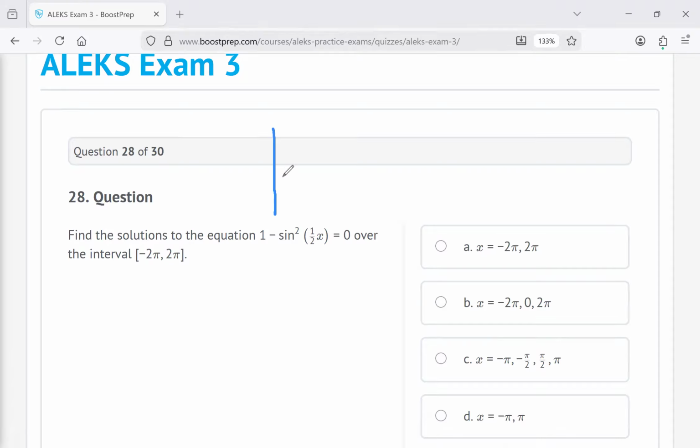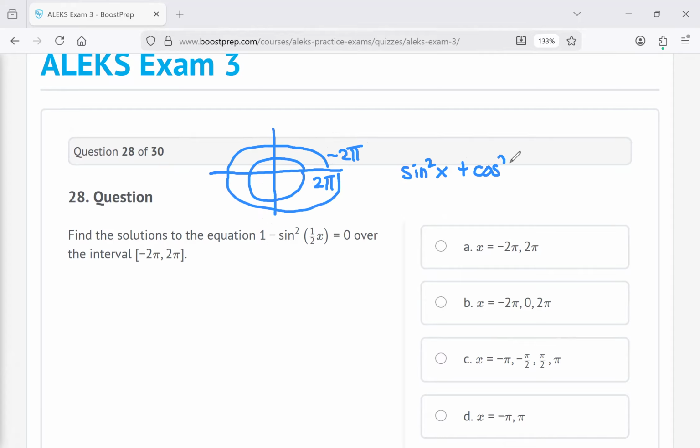So if you, this is going to be 2 pi, and then this is going to be negative 2 pi. Then what we're going to do is use some kind of Pythagorean identity. So we're going to use this one, sine square x plus cosine square x equals 1. Then we're going to manipulate this to look like this. The only difference is our x is not x, it's 1/2 x. So don't worry about that.